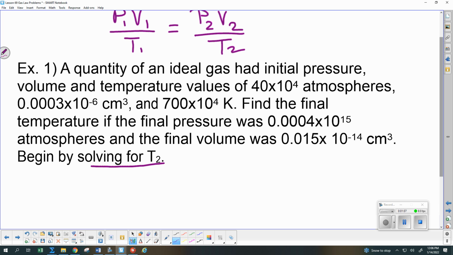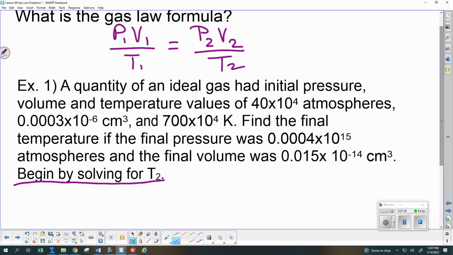One, because the directions are going to say begin by solving for, which means first get a formula, in this case T2 equals. The other reason, look how messy these numbers are that we're going to plug in. And we don't want to have to write them down by hand any more times than we have to. We don't want to write them down once, and then start moving them around to isolate the one variable we're looking for. We just want to write them in once and then punch them in the calculator. So for this one, we need to get T2 by itself.